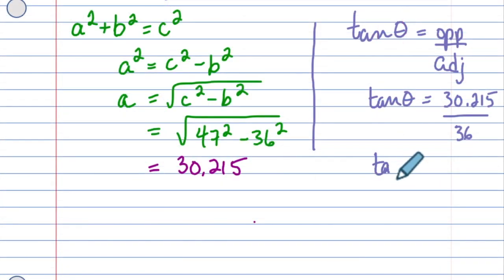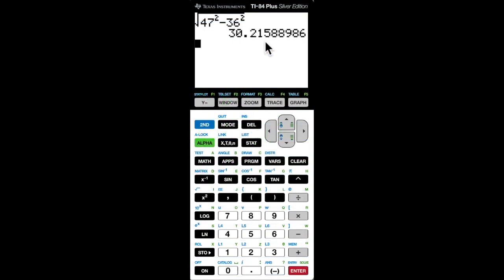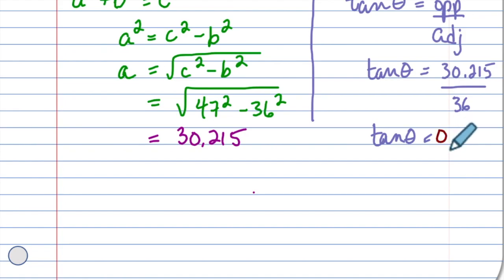The tangent ratio of the angle theta is, leave this number in your calculator so that we don't have to retype it in. We have 30.215, which is the opposite side. Now we divide by 36. We get 0.8393. The question doesn't say how many decimal places, we'll just leave 4. This is the tangent ratio of the angle theta.